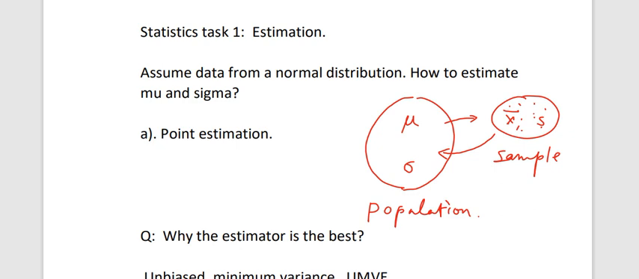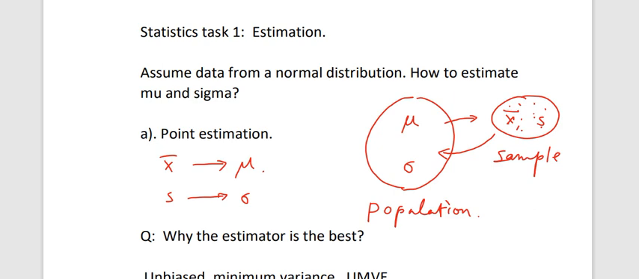We use the sample mean to estimate the population mean. We use the sample standard deviation to estimate the population standard deviation. So this sounds really reasonable, right? And we call this a point estimation. We just let x bar estimate mu, and we let S estimate sigma. Okay, so this is a point estimation.